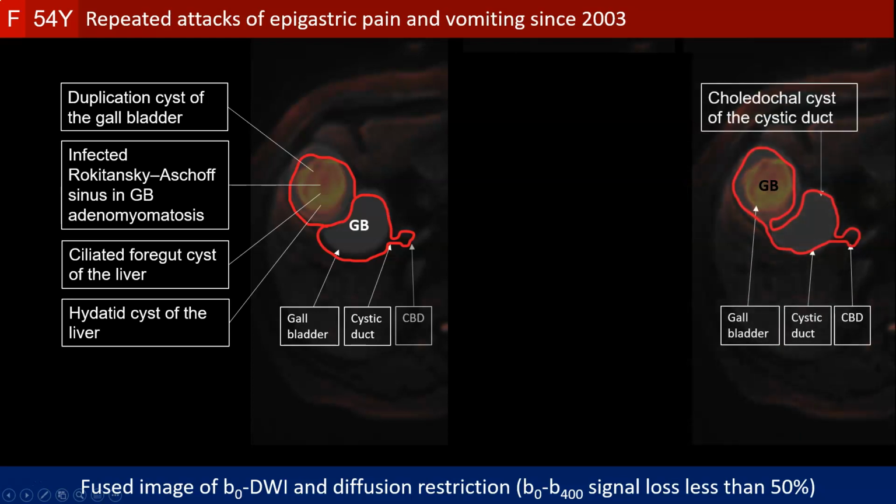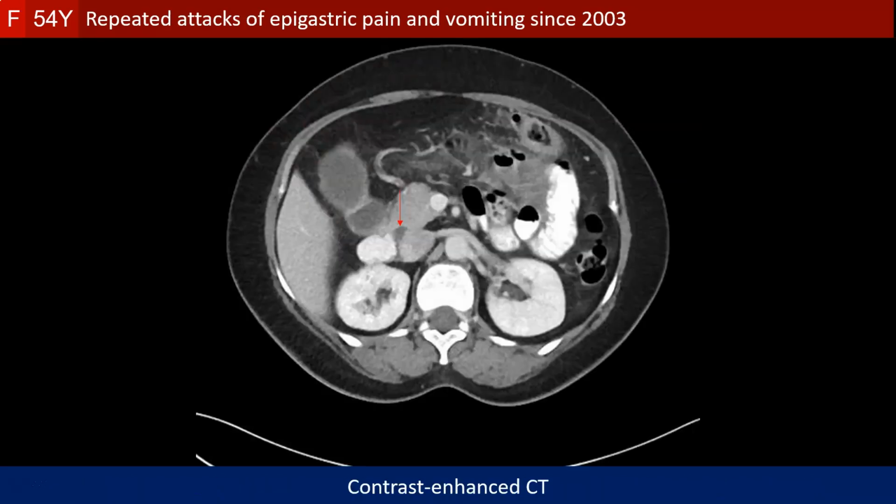Considering the anterior structure to be the gallbladder, then the posterior cystic structure should be a dilated cystic duct, in this case a choledochal cyst of the cystic duct. But let us first trace the common bile duct down and see if we have more observations in this case.